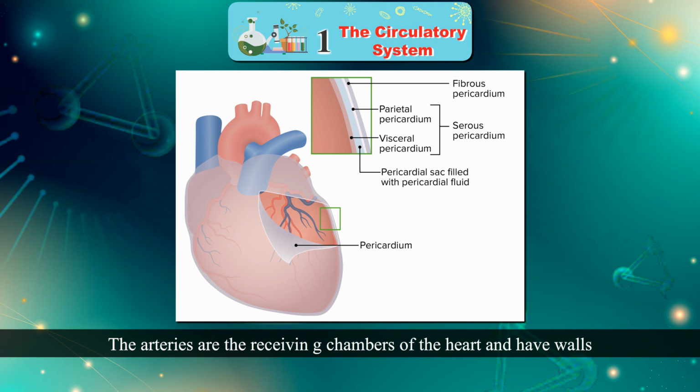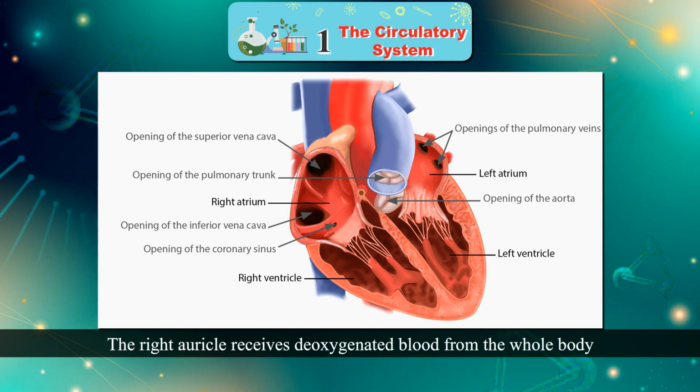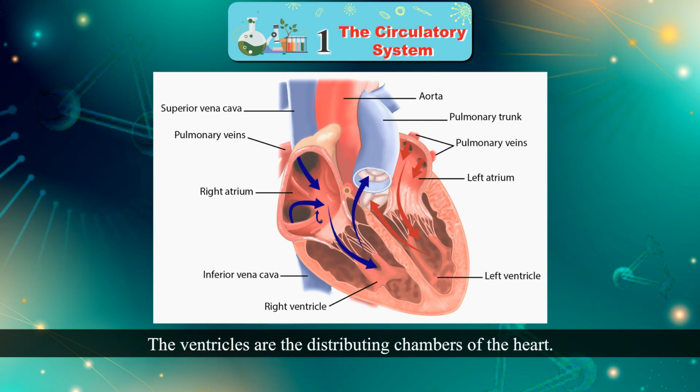The auricles are the receiving chambers of the heart and have walls thinner than ventricles. The right auricle receives deoxygenated blood from the whole body, while the left auricle receives oxygenated blood from the lungs. The ventricles are the distributing chambers of the heart.